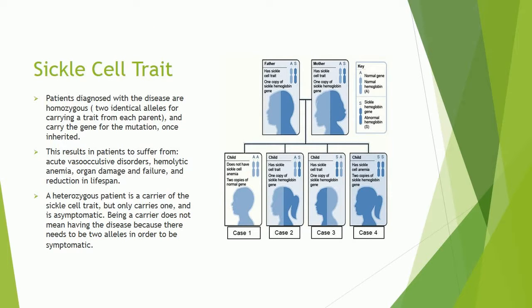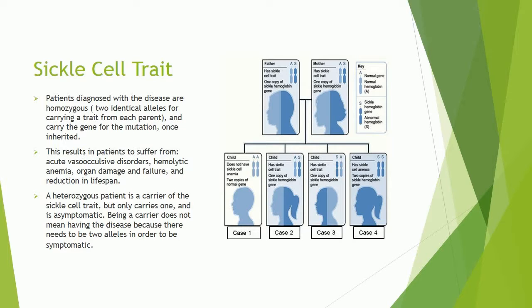Patients diagnosed with the disease are homozygous and carry the gene for the mutation, once inherited. They have 2 identical alleles, one from each parent. These patients suffer from acute vaso-occlusive disorders, hemolytic anemia, organ damage and failure, and reduction in lifespan.